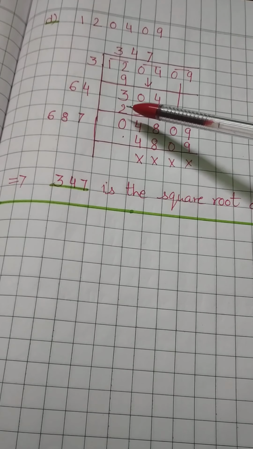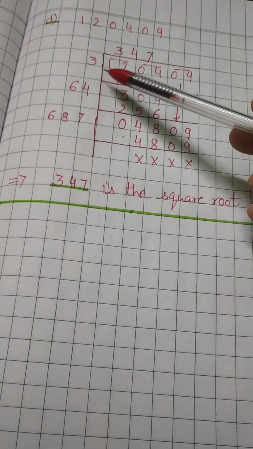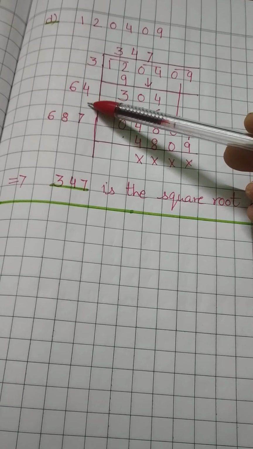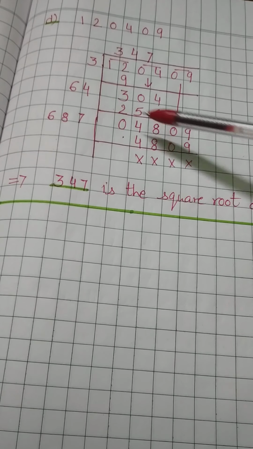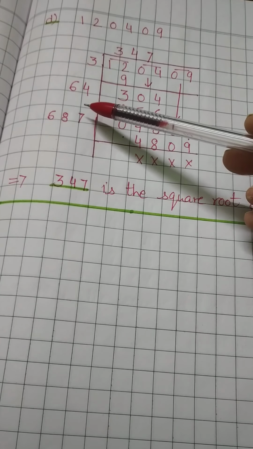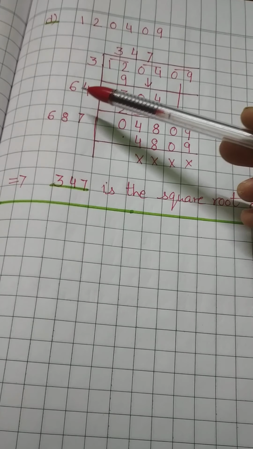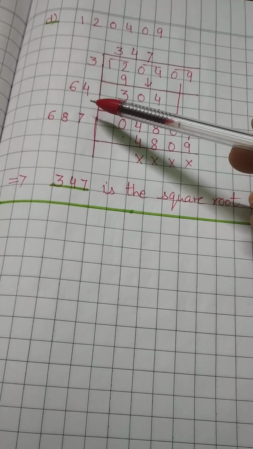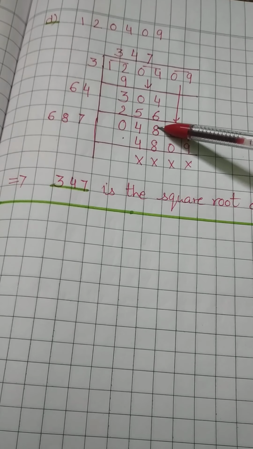Then minus this one, take down 0 4. Now here 3 plus 3 we will write first, 6. Then we will go for 4. 4 4s are 16, 4 6s are 24 and 25. So if we go for 5, 5 4s are 20, 5 6s are 30, 32 will come. So we will not go for it. We will go for the 4. So 4 4s are 16, 256.